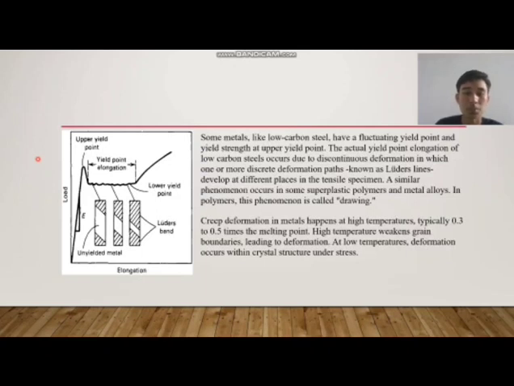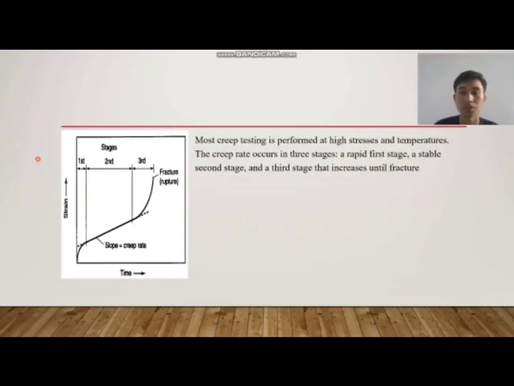Creep deformation in metals happens at high temperatures, typically 0.3 to 0.5 times the melting point. High temperature weakens grain boundaries, leading to deformation. At low temperatures, deformation occurs within the crystal structure under stress. Next, most creep testing is performed at high stresses and temperatures. The creep rate occurs in 3 stages: a rapid first stage, a stable second stage, and a third stage that increases until fracture.